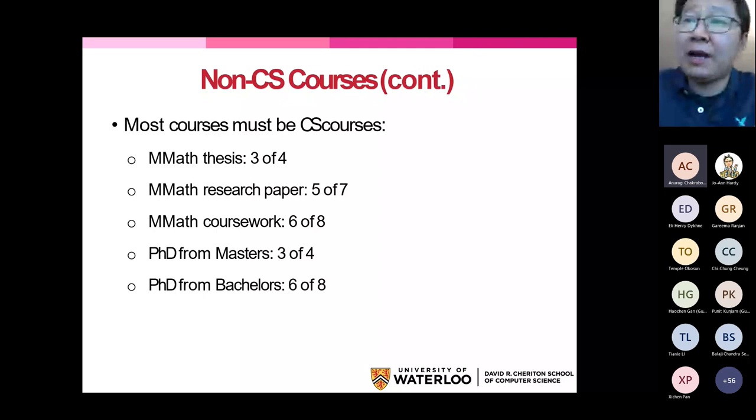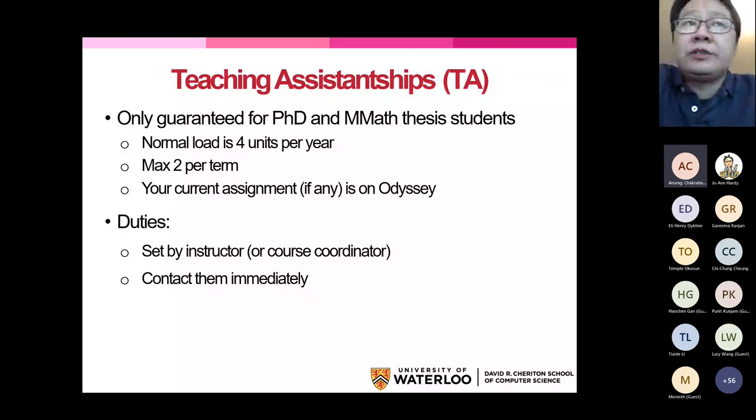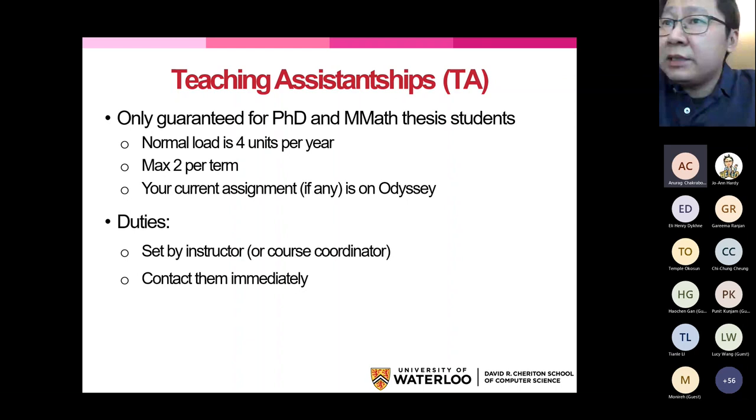Okay, so switching gears a little bit from courses to funding, one of which would come from teaching assistantships. Teaching assistantships are only guaranteed for our PhD and MMath thesis students. So if you are a math coursework student, you won't be guaranteed a teaching assistantship. But in some cases, we are often still looking for more TAs. You can request to TA a course if you'd like, and depending on availability, we may be able to assign a TA to you as a coursework student.